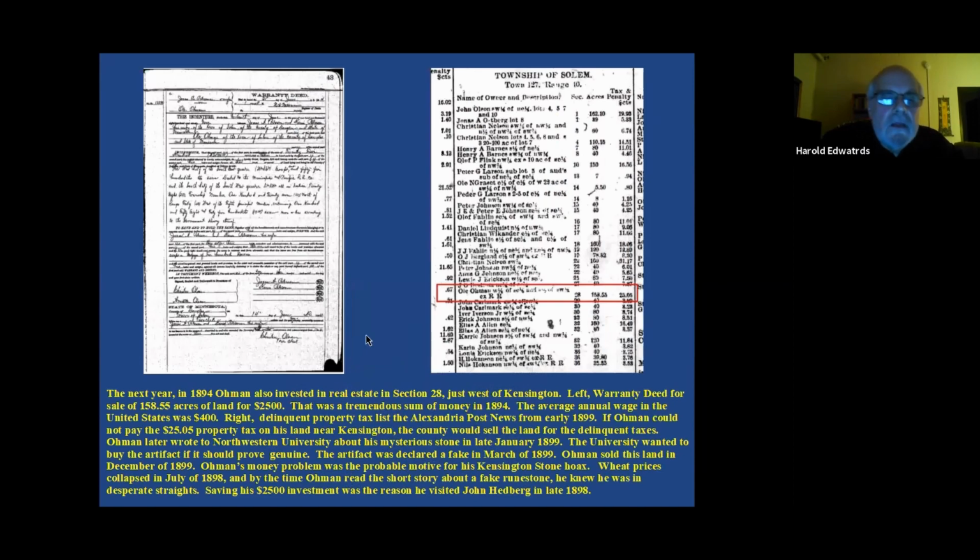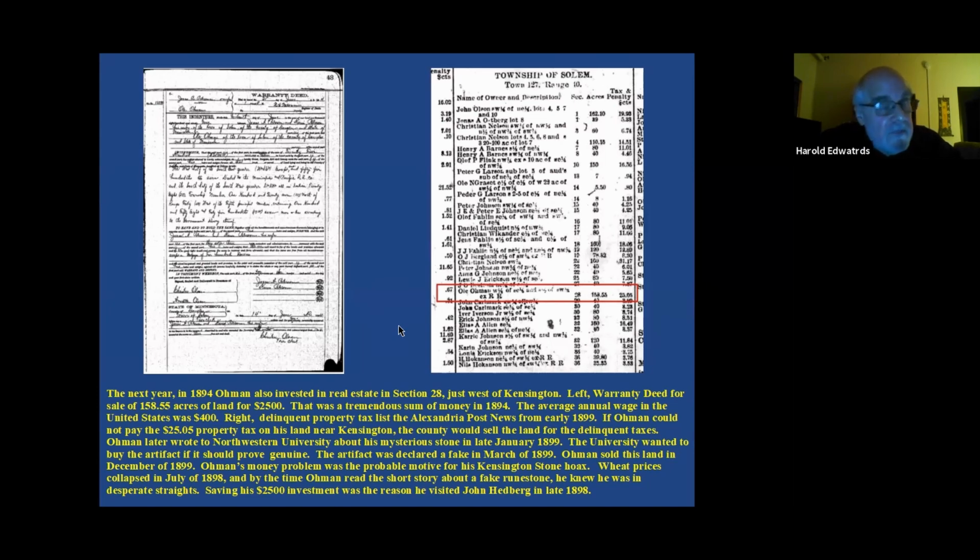The next year, in 1894, Olaf Ullman bought some real estate in section 28. Today, it's just west of the village of Kensington. In 1894, it was actually inside the boundary of Kensington. But he bought 158.55 acres of land for $2,500. At that time, that was a stupendous sum. The average annual wage was $400.